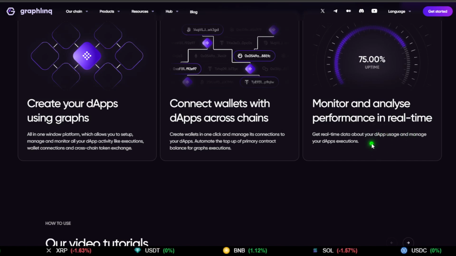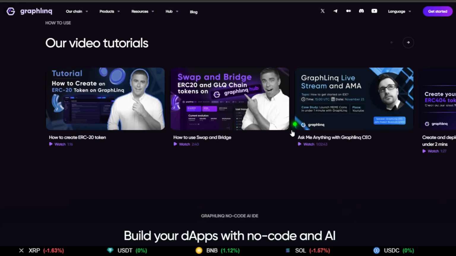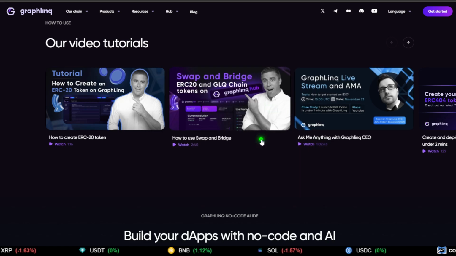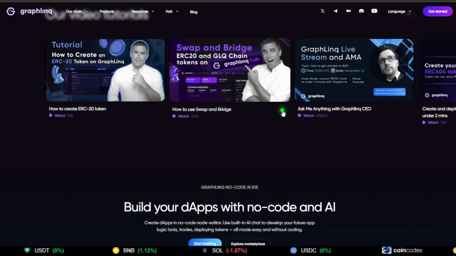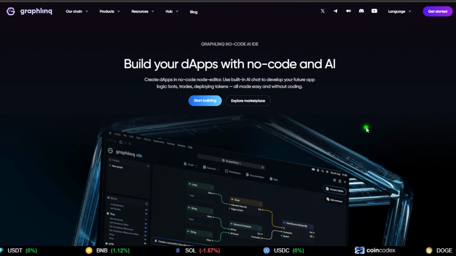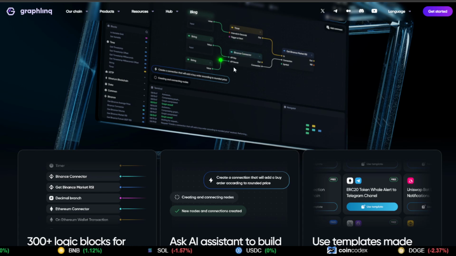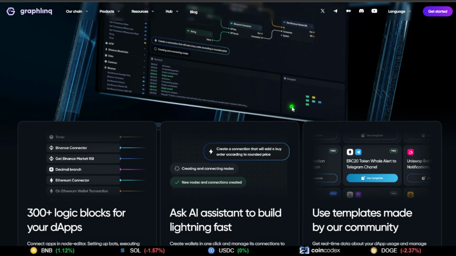Monitor, analyze performance in real time. And then you have some tutorials. Thumbnails are a little bit, I don't know what's going on there. ERC20 and GLQ chain token. And so build your dApps with no code. Again, more repetition, but you can see visually at least what it is and how it works more or less.